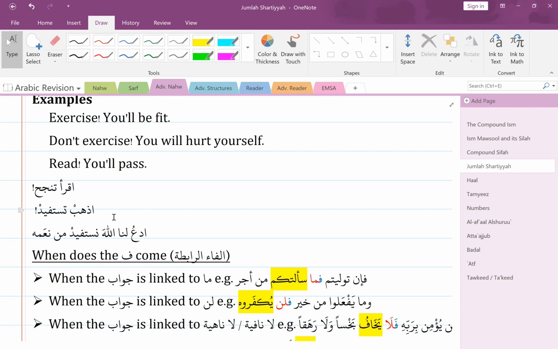Or ud'u lana Allah nastafid min ni'amihi. Ask Allah, or like make dua to Allah, so we benefit from his blessings. What is the jawab of that? Nastafid. We benefit from his blessings. So you see how Amr and Jawabul Amr comes along, and how it is similar to Shart and Adawatu Shart. Shart and Jawabul Shart. Okay.